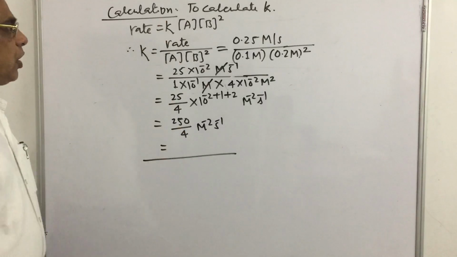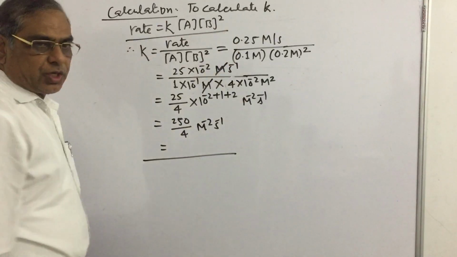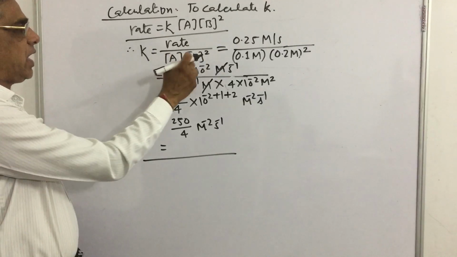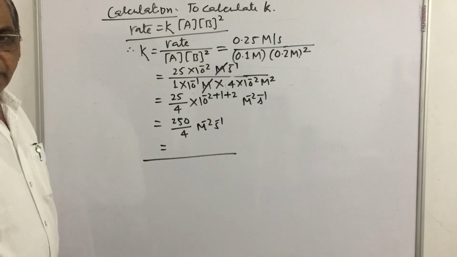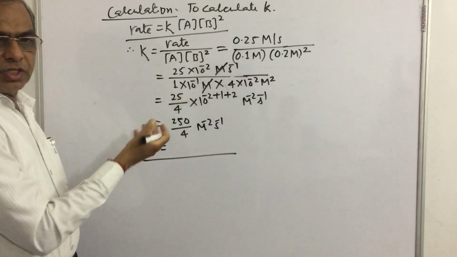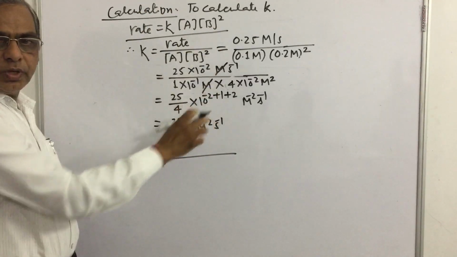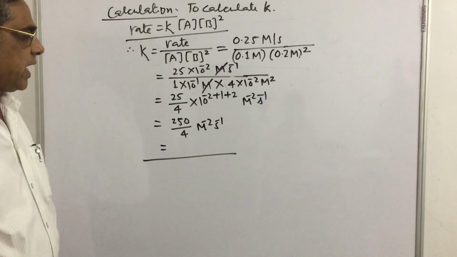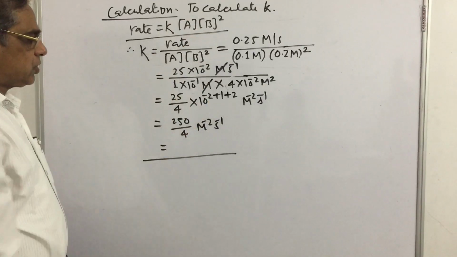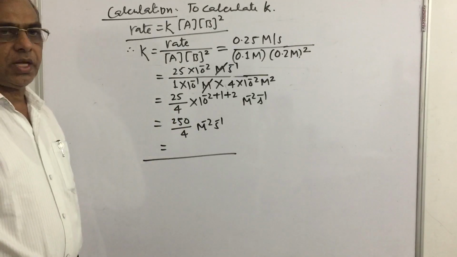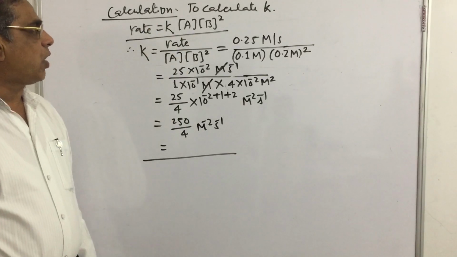Clear? So first you have to write down the rate law expression, putting the value of rate, concentration of A and concentration of B. If the values of X and Y are given already, then there is no need to calculate the values of X and Y, and from this you can solve the numericals based on the rate and the rate constant.